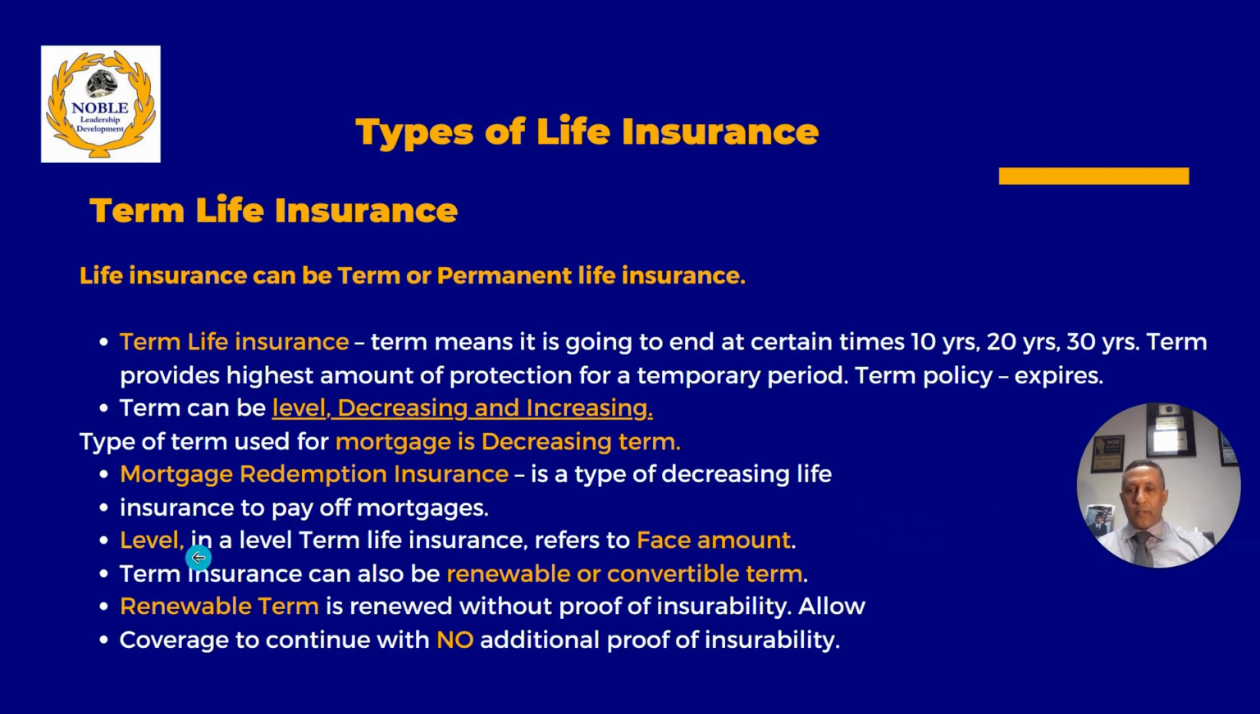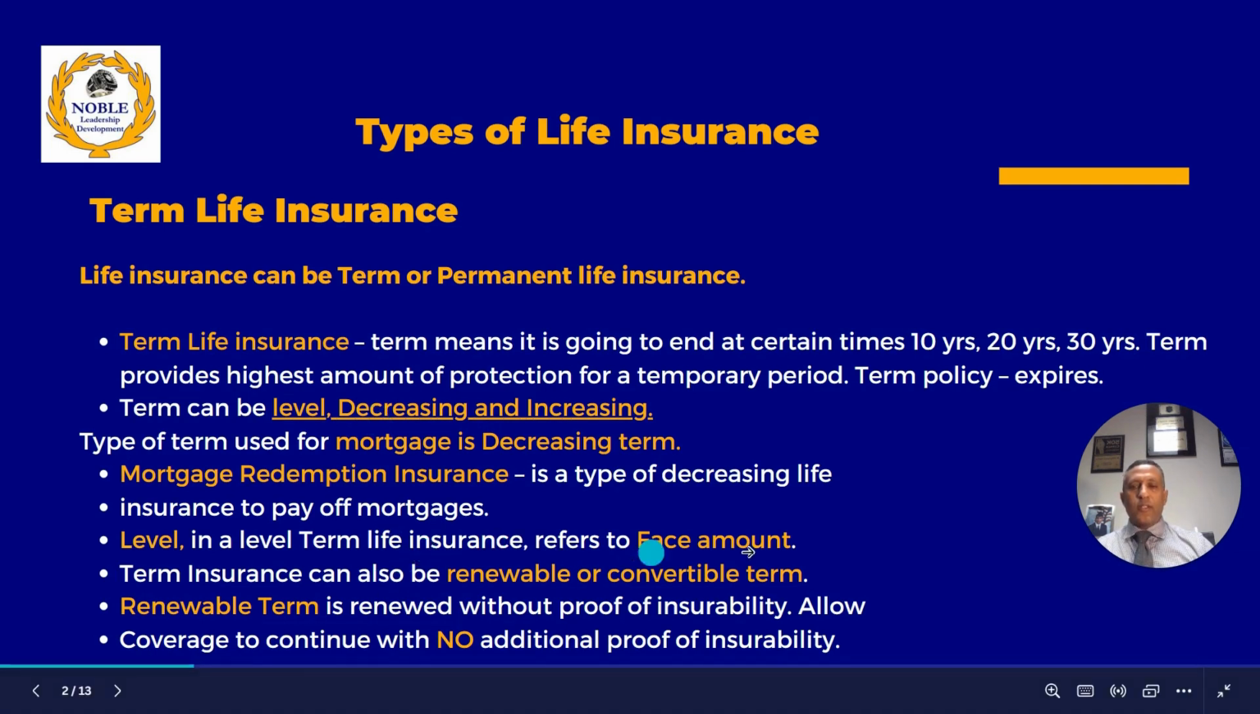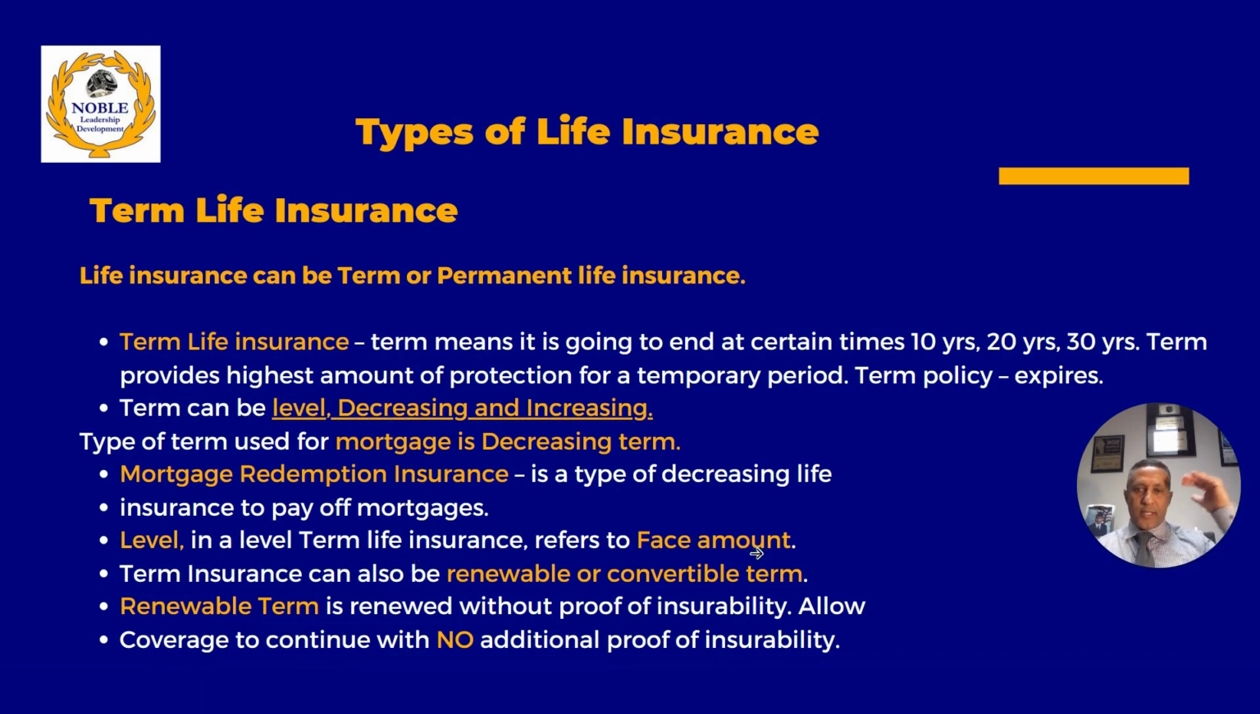All right, the level, in the level term, refers to the face amount. The face amount is the death benefit. So when we say level, we are talking about the face amount. So this can appear on the multiple choice. It's saying what does a level refer to in a level term life insurance. It is the face amount or the death benefit that we are talking about.